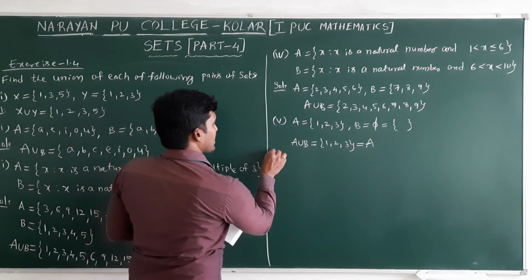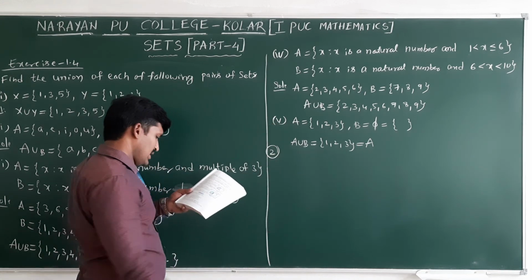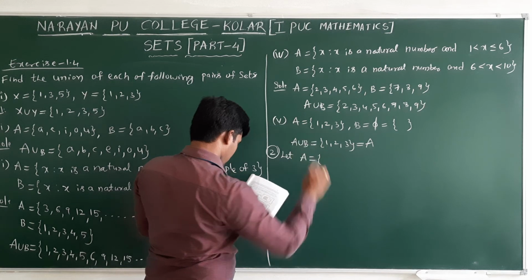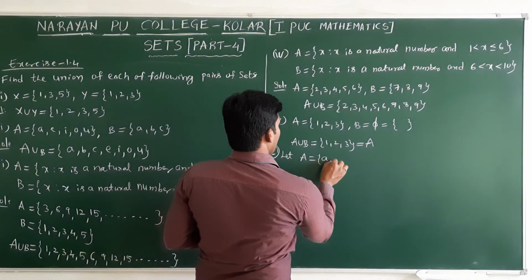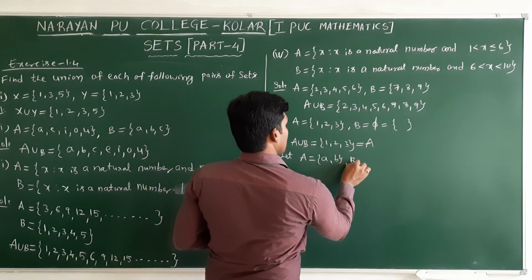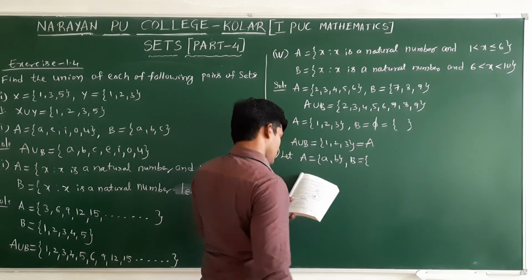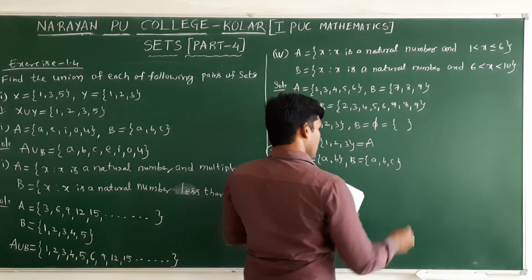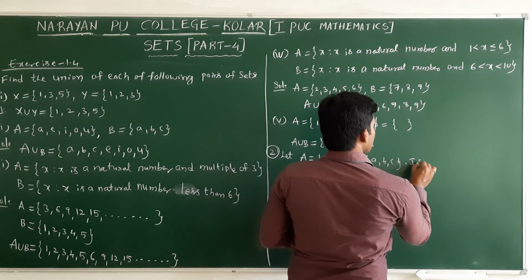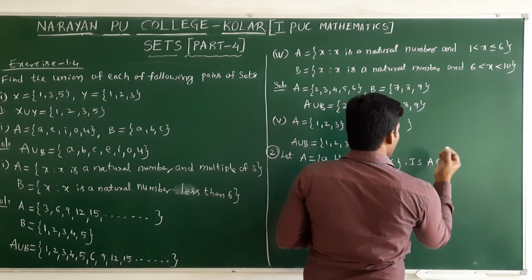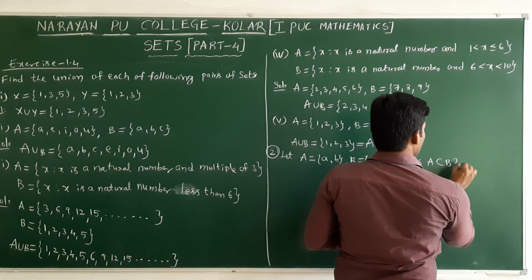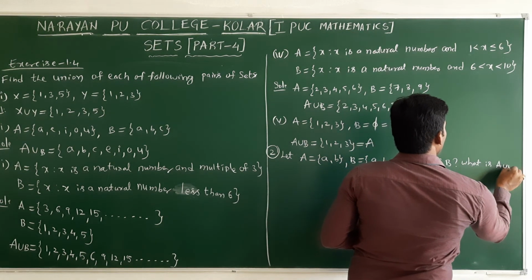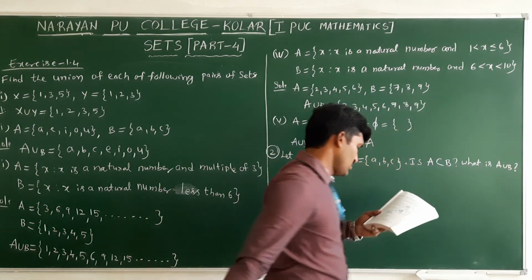Next, coming to the second question. Let capital A equal to the set of a, b. Capital B equal to the set of a, b, c. Is A a subset of B? And what is A union B? We need to find out.